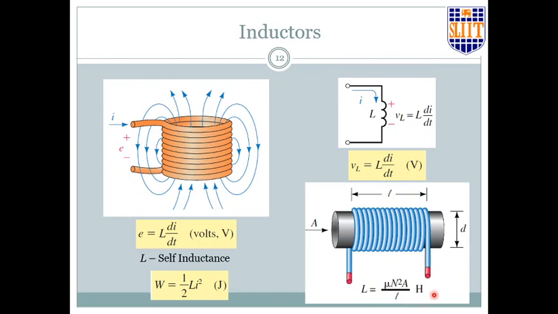This equation we discussed, which is not very important at this stage. If you are winding an inductor, the inductance would be given by this equation. Mu is the magnetic constant of the medium, n is the number of turns, l is the length, A is the cross-sectional area.